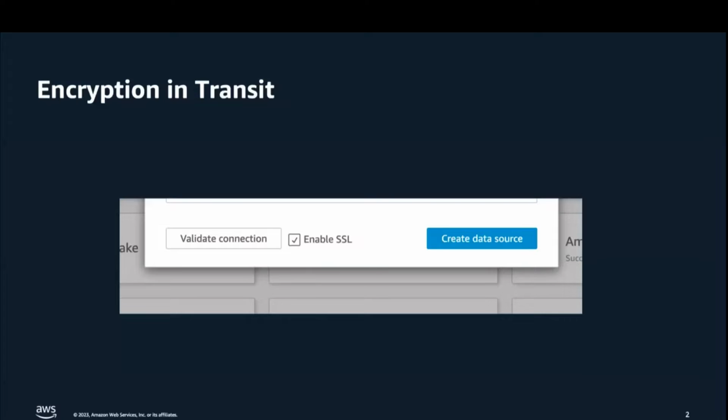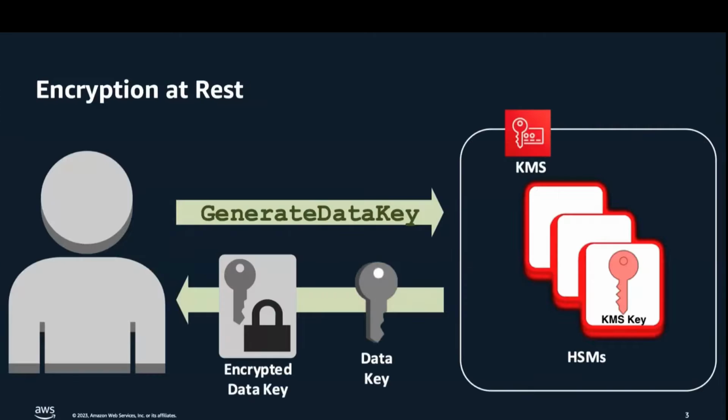So that was encryption in transit. But we also have to think about how we secure our data at rest within QuickSight. We can break our data at rest into our SPICE data and our non-SPICE data. Now, for today's session, we're really just going to be focusing on how we can secure that SPICE data.